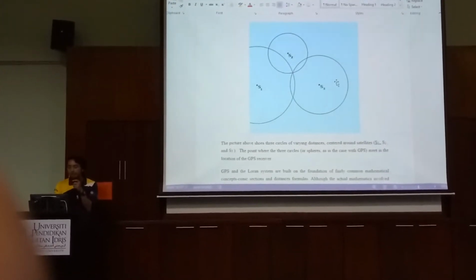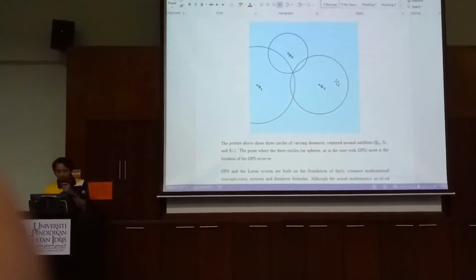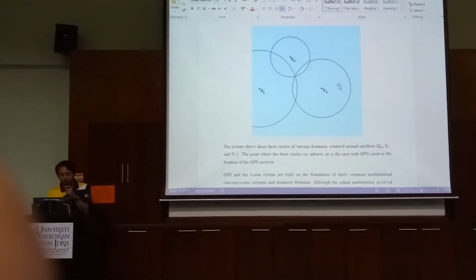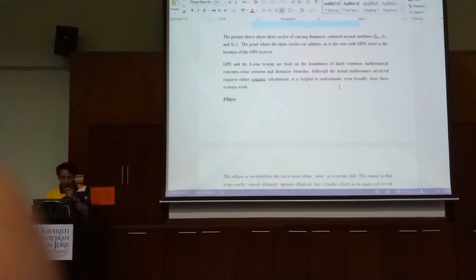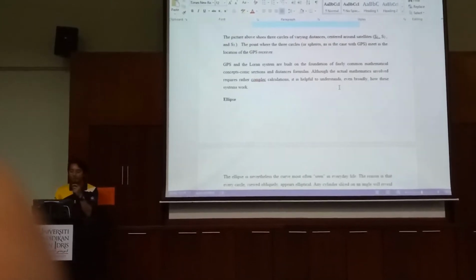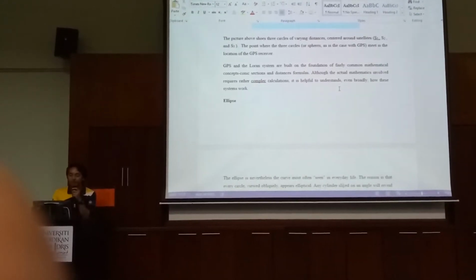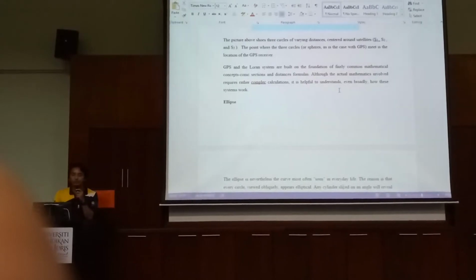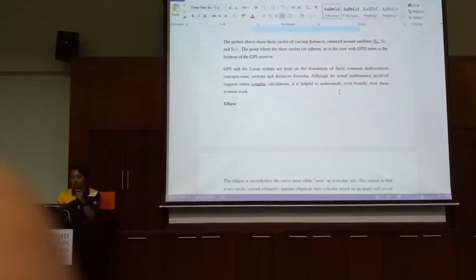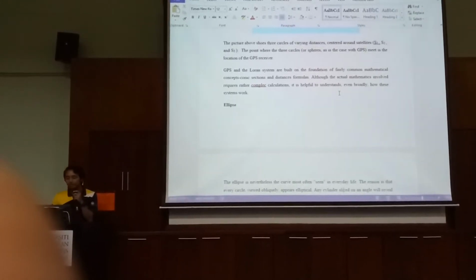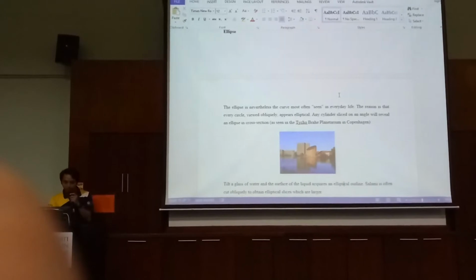The picture above shows 3 circles of varying distance centered around satellites S1, S2 and S3. The point where the three circles, or spheres as in the case with GPS, meet is the location of the GPS receiver. GPS and Loran systems are built on the foundation of fairly common mathematical concepts, conic sections and the distance formula. Although the actual mathematics involved requires rather complete calculation, it is helpful to understand even broadly how these systems work. The next one is about ellipse.